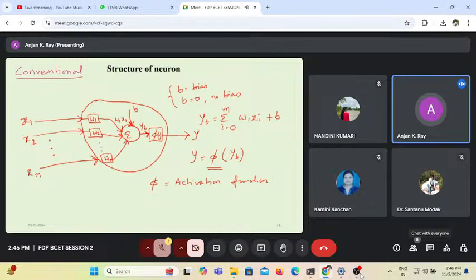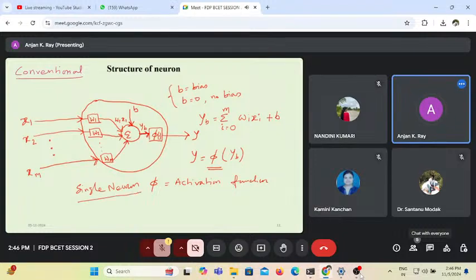As per application, you may choose the activation function. It may be a threshold function, a piecewise linear function, or any such mathematical function that you wish to use. That will change the level of this output. But this is the conventional neuron. I consider only a single neuron, a single neuron in a conventional neural network.